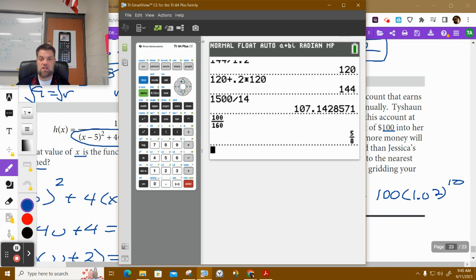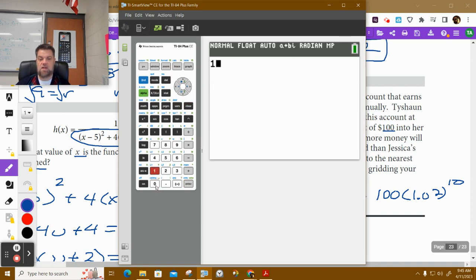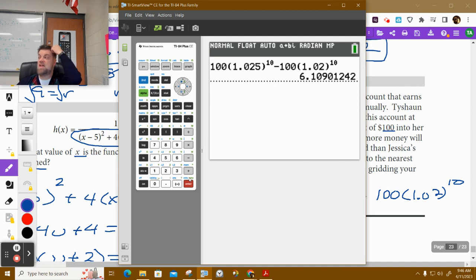So let's do this all in the calculator. I'm going to say 100 times 1.025 raised to the 10, minus hers, because they want to find the difference. His is going to be more, because he has a little bit more interest than she does. And so the question is, how much more will he make? Raised to the 10. Now it did work: $6.11. That's the difference.